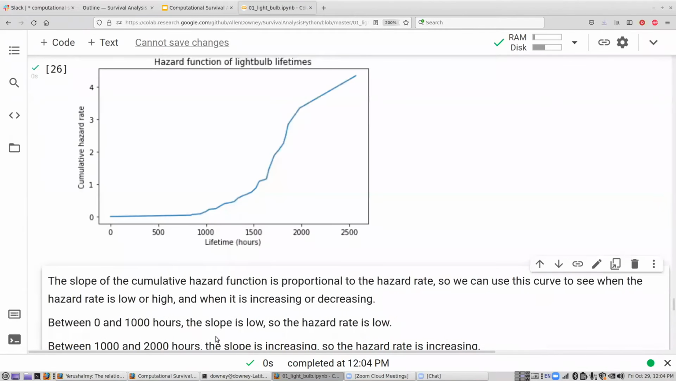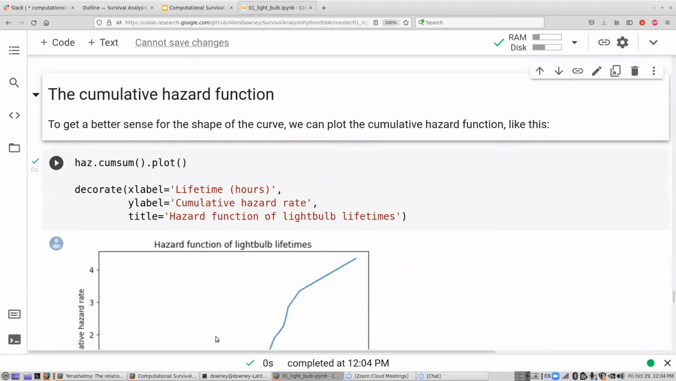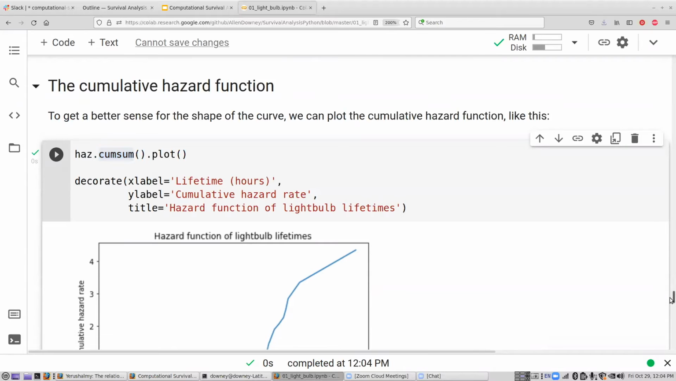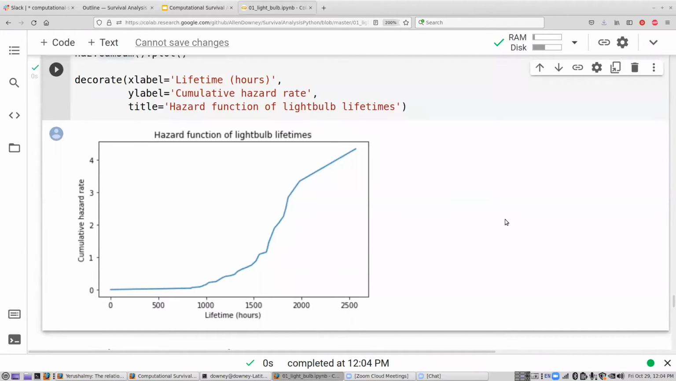And here's what that looks like. I'm using the cumulative sum function again, the same way that we computed the CDF, and plotting the cumulative hazard. And it has the same effect. It is smoothing out the noise and showing a little bit more clearly what's happening where.